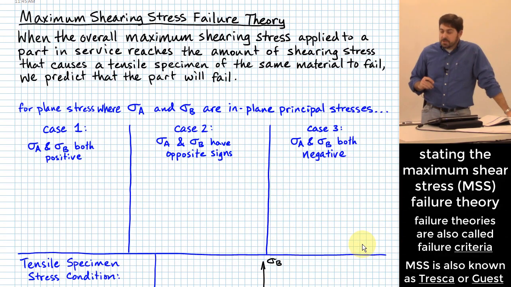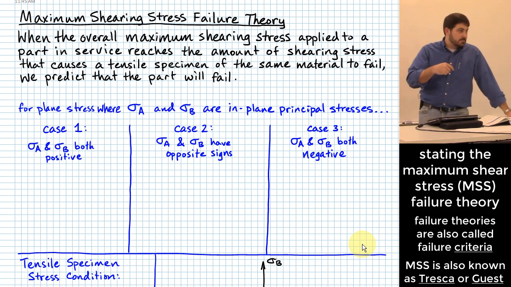All right, so the maximum shear stress failure theory states that when the overall maximum shearing stress applied to a part in service reaches the amount of shearing stress that would cause a tensile specimen of the same material to fail, we will predict that the part will fail. All right, and I think we've even done a couple of these so far where you've had to think about this maximum shear stress that's present in a part that might have multiple axes of loading, right? And the reason that's important is because that feeds into this failure theory.